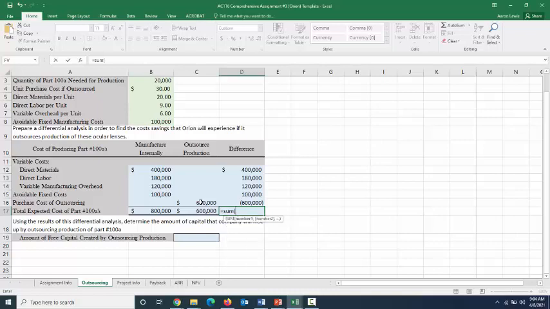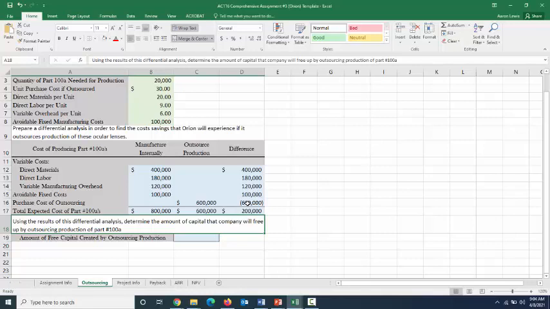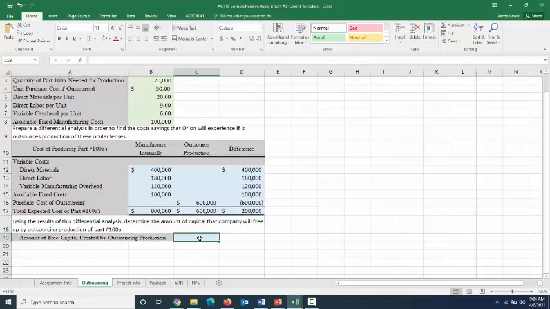So in total, what is the difference? What is the increase in cost of manufacturing internally versus outsourcing production? Well, we're going to have to incur those $800,000 worth of cost to manufacture internally. Outsourcing production is only going to cost us $600,000, which means that it costs $200,000 more to manufacture these parts internally. And if we want to free up capital, we should outsource because it's cheaper. And if we outsource, how much money of our limited cash flow are we going to free up to undertake other projects? The answer to that is the result of our differential analysis, which is $200,000.